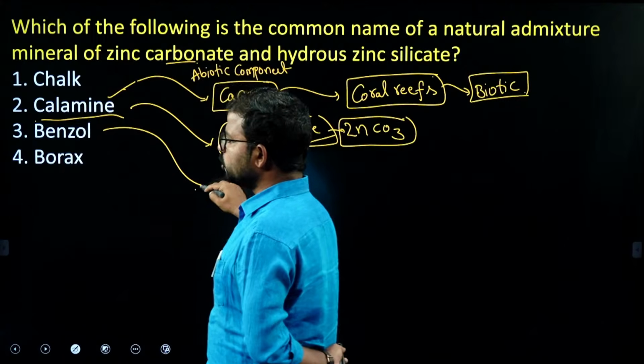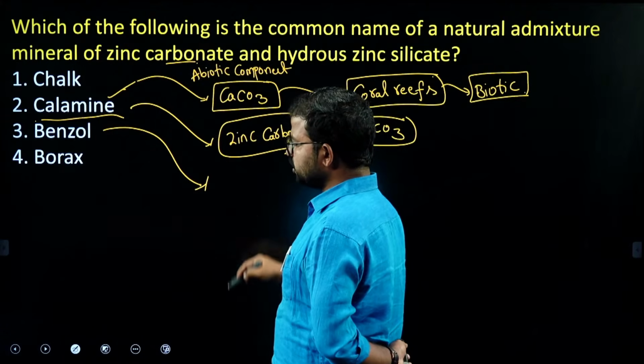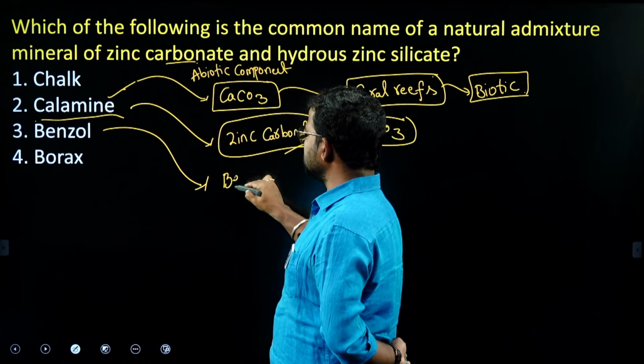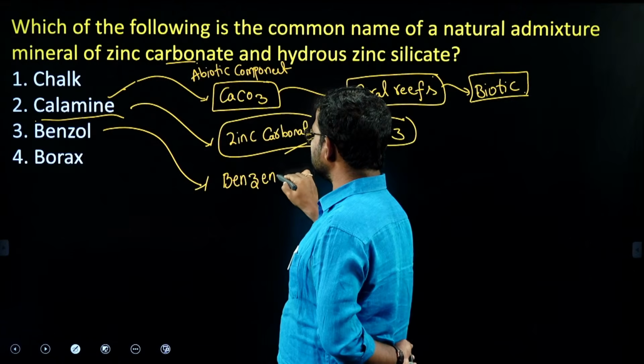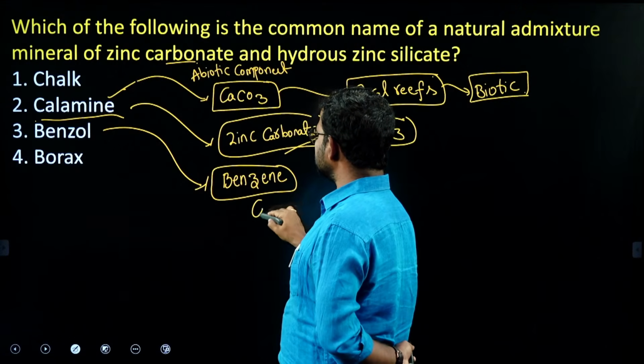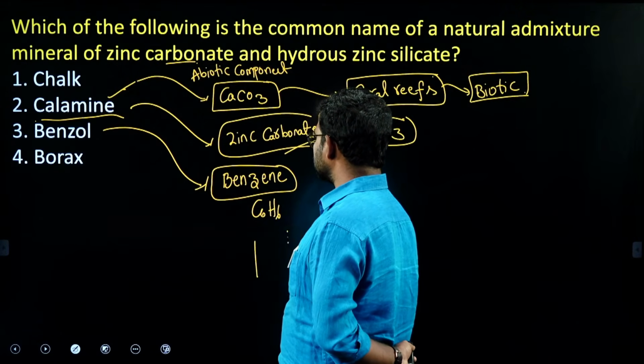Option 2. What about benzol? Benzol means nothing but benzene. So benzene is also treated as benzol, C6H6.